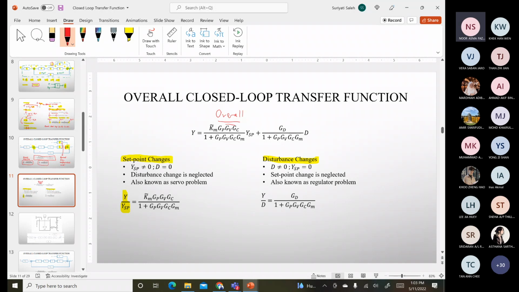Sometimes in the final exam, we will specifically mention whether for the problem you should consider the overall, the set point changes, or the disturbance changes. If the problem refers to the disturbance changes, you just use the following equation. You just take it directly. You don't need to derive it. You just take the standard form and replace the transfer functions inside the equation. It's like that.